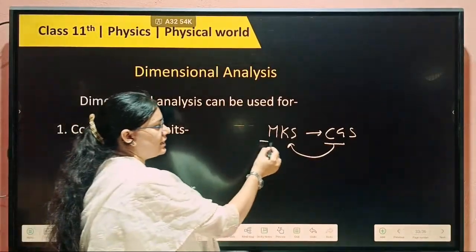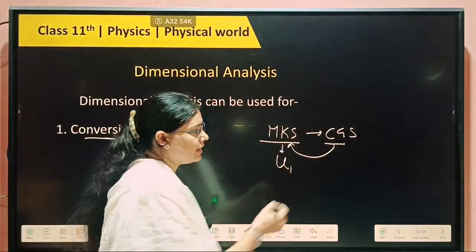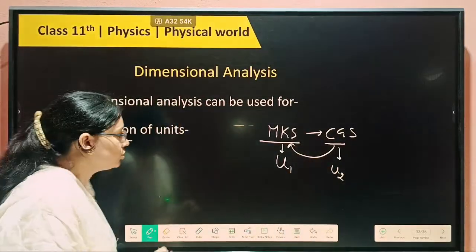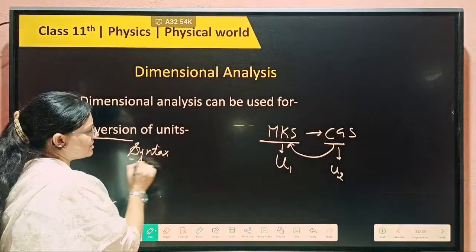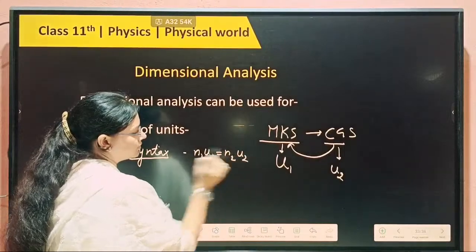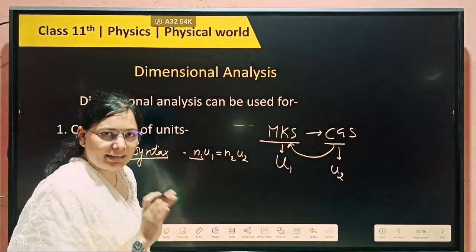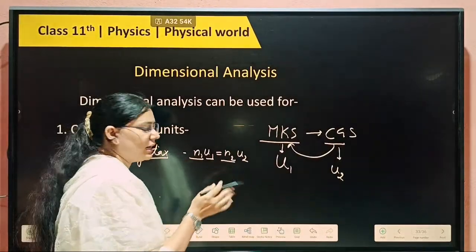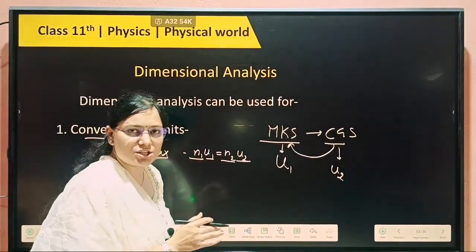Let us take the unit of one system, with dimension formula U1, and for the other system the dimension formula is U2. So the syntax for how we can convert this is n1 u1 = n2 u2. How is this written? n1 can be any number for any quantity, and u1 is the unit of one system, and n2 is the other number for the other system of units, and u2 will be the unit of the other system.